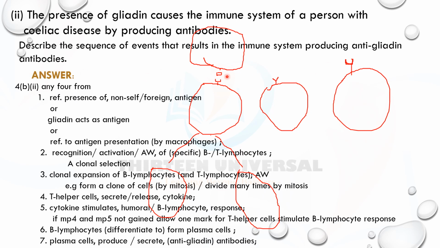Let's see the mark scheme, guys. Reference to non-self: gliadin is non-self or foreign. Gliadin acts as an antigen. Reference to antigen presentation by macrophages, recognition and activation. This is recognizing the antigen, clonal selection. Clonal expansion by lymphocyte or T lymphocyte, so they divide by mitosis. T helper cells will secrete cytokines. Cytokines will stimulate B lymphocytes, which is humoral, that will form plasma cells that secrete antibodies.